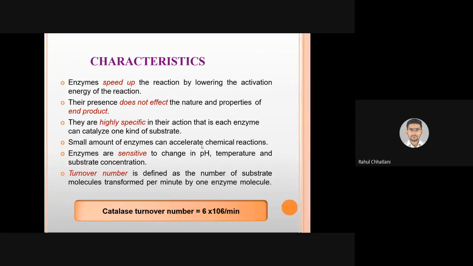They are highly specific in their action. That is, each enzyme can catalyze one kind of substrate. Yes, so CO2 plus H2O gives H2CO3. Carbonic anhydrase is the enzyme. Carbonic anhydrase can only be used for this conversion of CO2 plus H2O to H2CO3 or H2CO3 into CO2 plus H2O. It cannot work anywhere else.